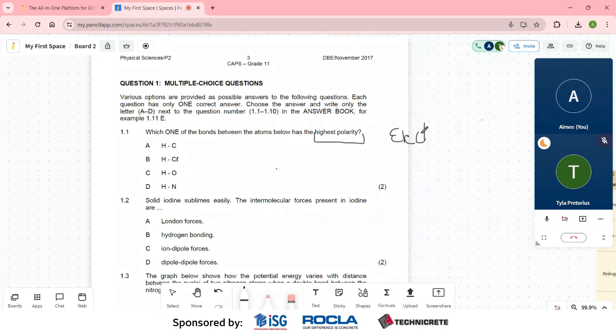So we find electron negativity values on our periodic table. We'll find them now. And what we do is we take electron negativity of atom 1 minus electron negativity of atom 2. You can take the largest electron negativity minus the smallest, and then you get a difference. And the pair with the largest difference will have the highest polarity. So largest difference in electron negativities means highest polarity.